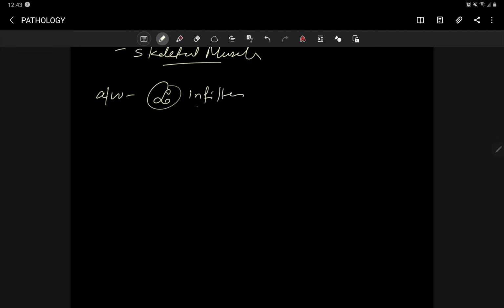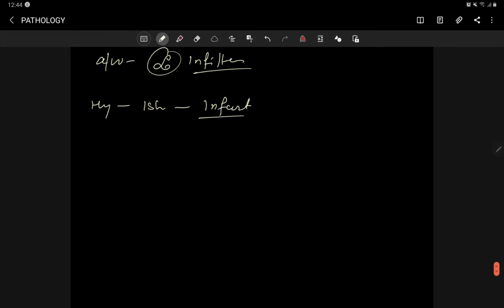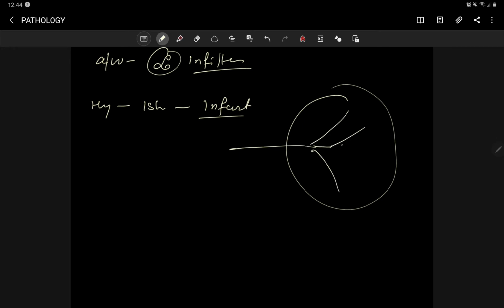Now let's talk about the infarct. First there was cell injury because of hypoxia, then hypoxia's most common cause is ischemia, and then comes infarct. Infarct means complete blockage of the blood. So whenever there is an infarct, there will be infarction. Suppose this is the organ, this is the artery going here, here, everywhere, and here is the infarction.